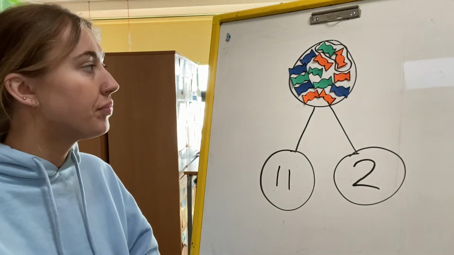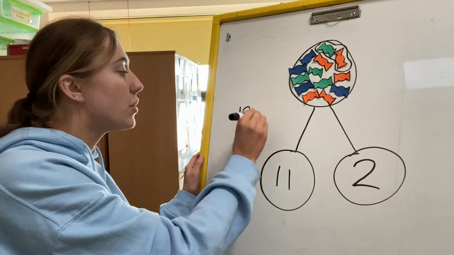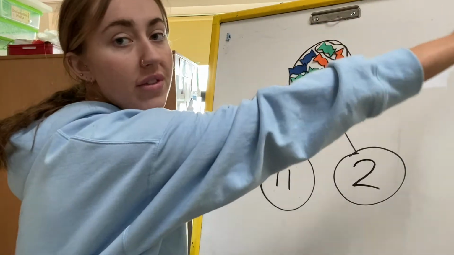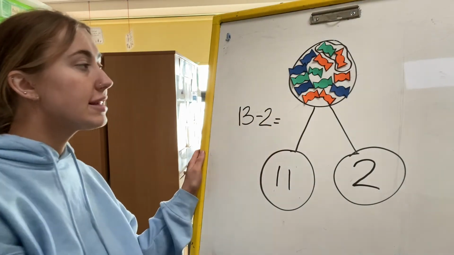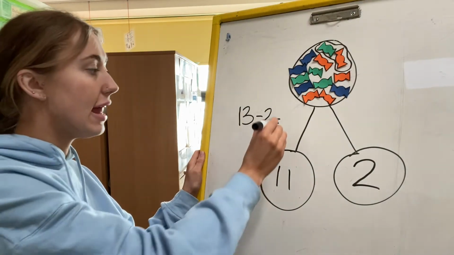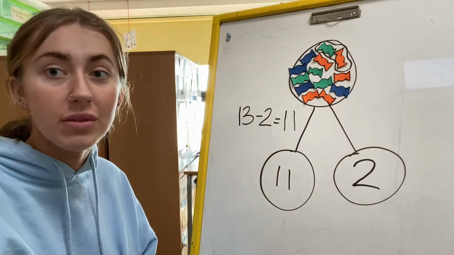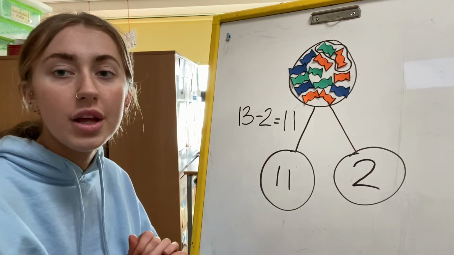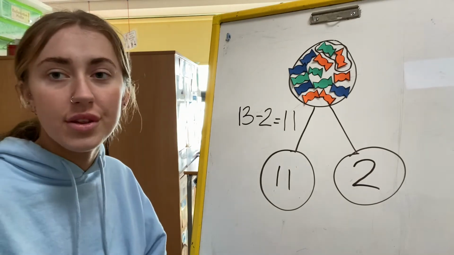Can you remember? So we know that we had 13. And we know that Sally took 2 of them away. And we worked out that that leaves us with 11. Well done. I think we're ready to move on to something a little bit more difficult, don't you? Because you're all really clever at this now. So let's move on to something more difficult.